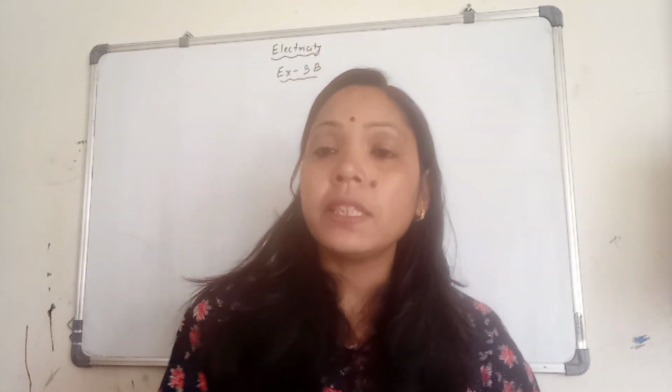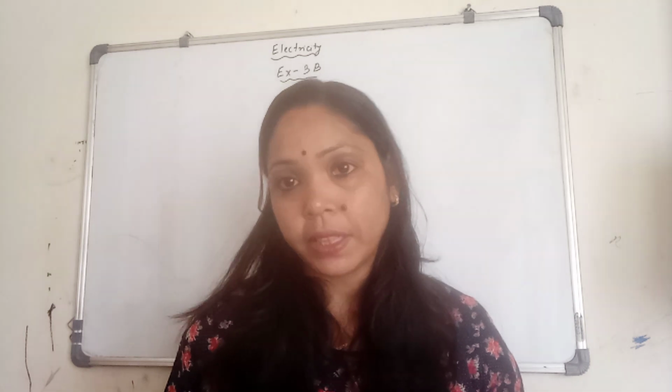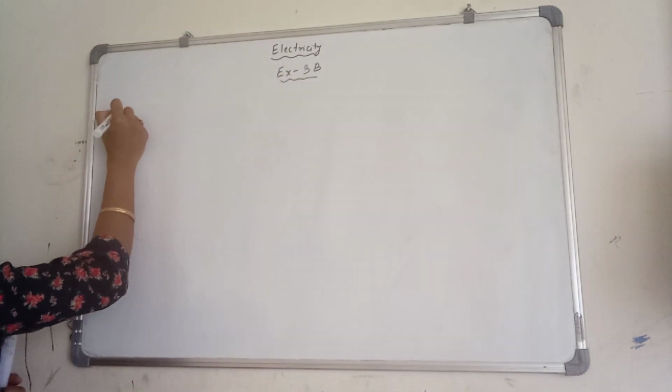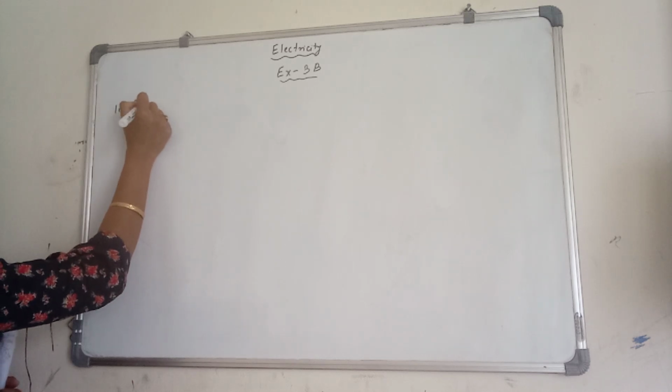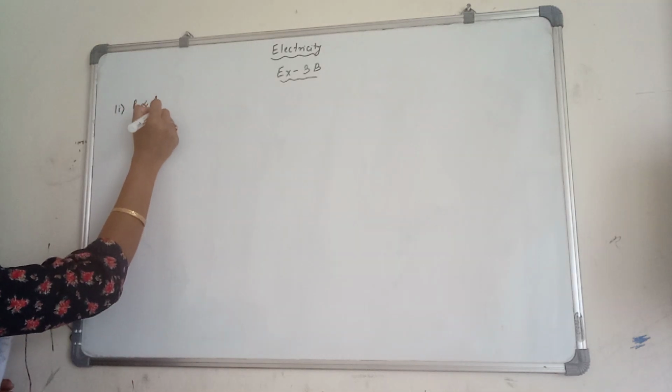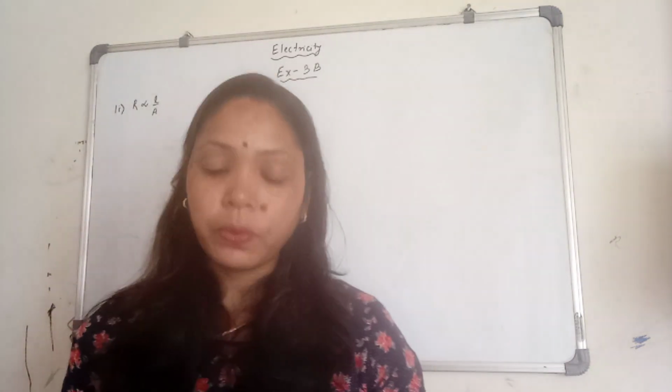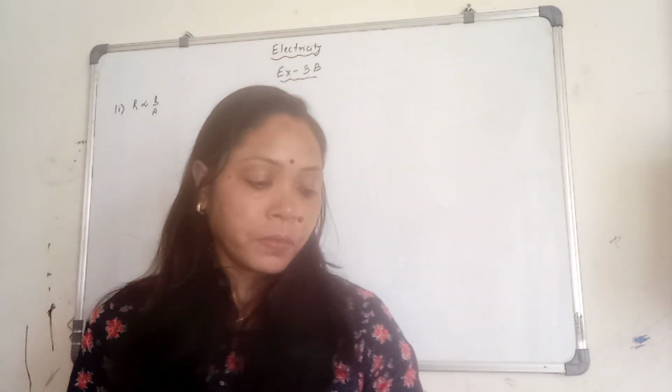Means the resistance is directly proportional to which quantity? We know that the resistance is directly proportional to length and inversely proportional to area. So here the answer will be your length.